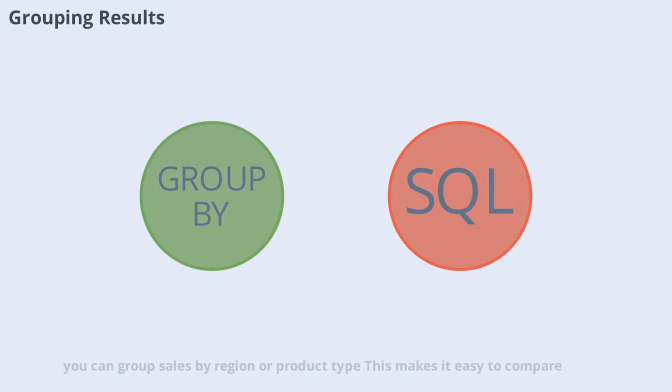For example, you can group sales by region or product type. This makes it easy to compare performance across different segments and spot trends.